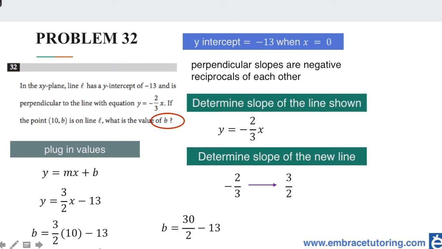And as I simplify this, 3 times 10 is 30 over 2, which gives me 15. 15 minus 13 is then going to be 2. And b, better yet, the y coordinate on this point, is going to be 2. So 2 is your answer for number 32.